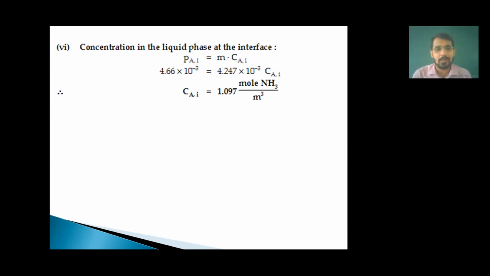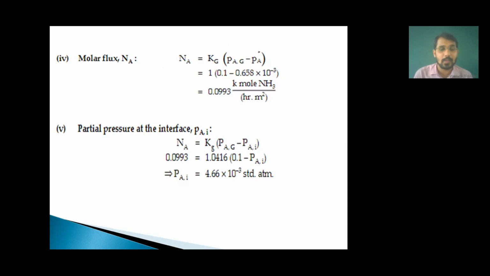So this is all about these numericals. These numericals are very important from the exam point of view. Both numericals can be asked for 7 marks in your exam.